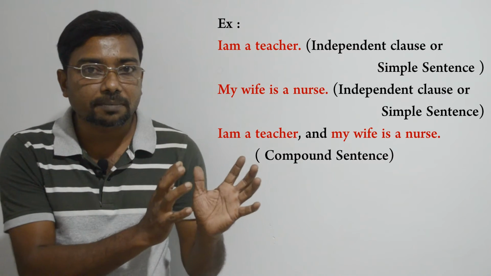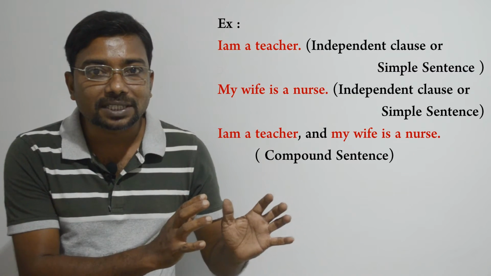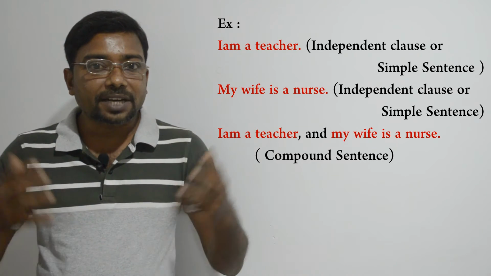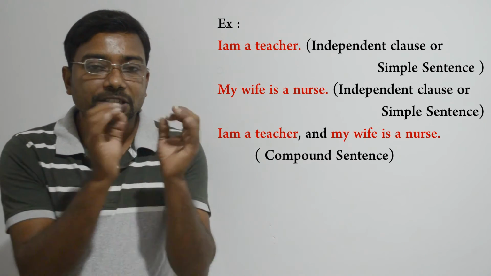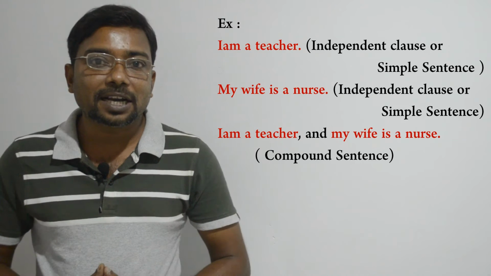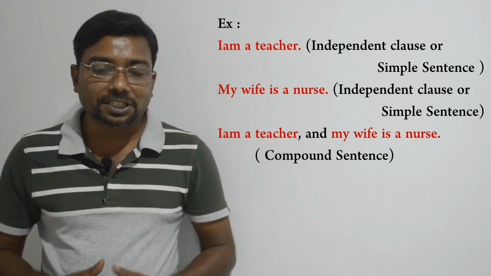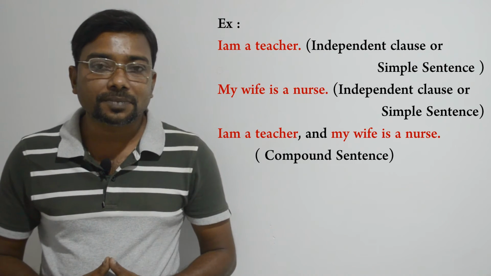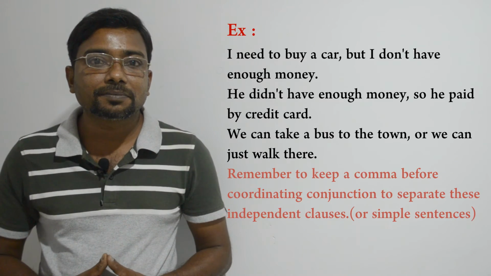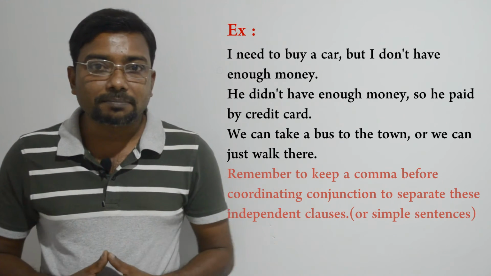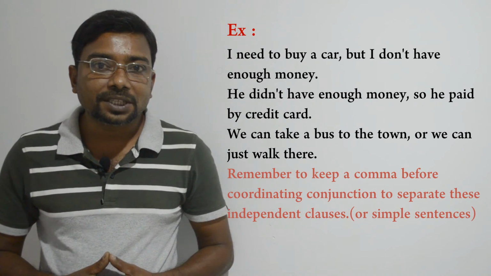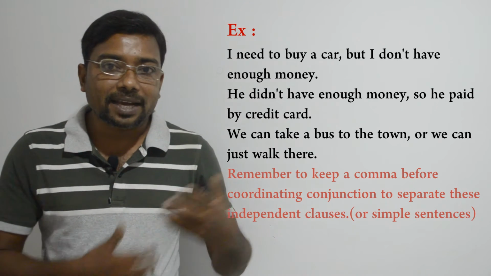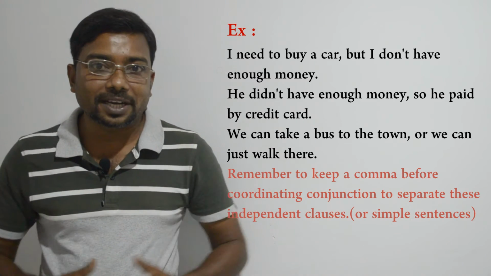Okay, when we look at this example, it's clear these are simple sentences because each example includes one independent clause. But we can use a coordinating conjunction to link these clauses together. Then it becomes a compound sentence. Look at this example. I am a teacher and my wife is a nurse. Okay, let's look at more examples. I need to buy a car, but I don't have enough money. He didn't have enough money, so he paid by credit card. We can take a bus to the town, or we can just walk there.